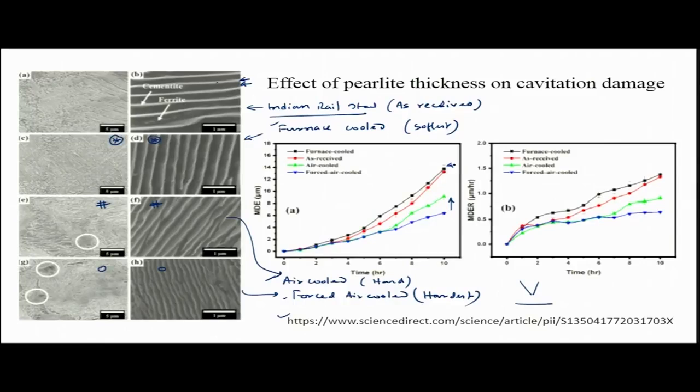In fact, we have data where around 0.2% carbon steel and 0.4% carbon steel both are furnace cooled, and that is the composition effect. The 0.2% carbon steel gives you poor erosion corrosion resistance, whereas 0.4% carbon steel gives you higher erosion corrosion resistance, because 0.4% contains more pearlite compared to 0.2% carbon steel. So, it becomes much harder and it prevents erosion effect. Okay. So, that is why 0.4% gives you a better resistance.